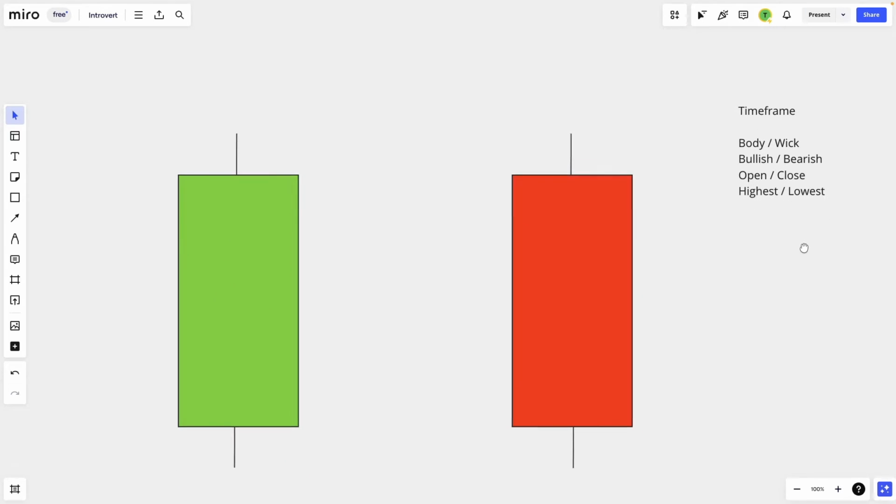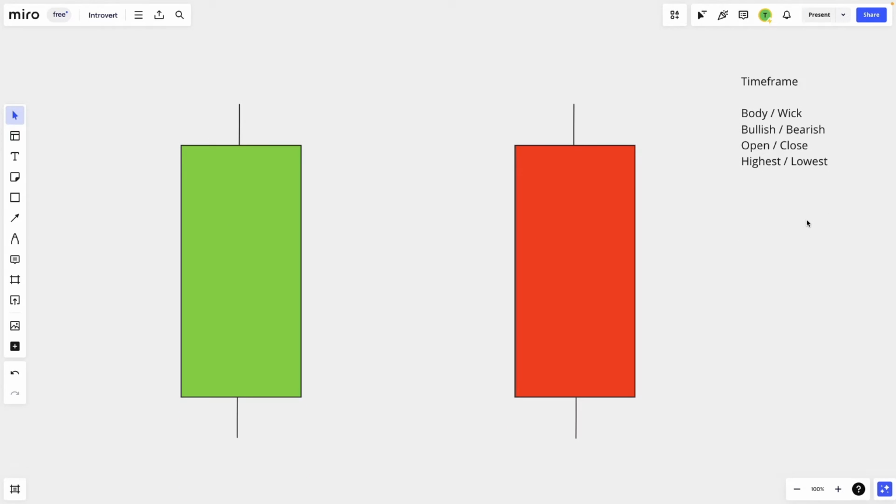So let's briefly go into the specifics of these candlesticks. Firstly, we have the colors. Green represents a bullish candle, whereas red represents a bearish candle, and these can also be white or black, but typically green and red is the most popular. So what happens with a bullish candle is we have an opening price, a closing price, a high price, and a low price.